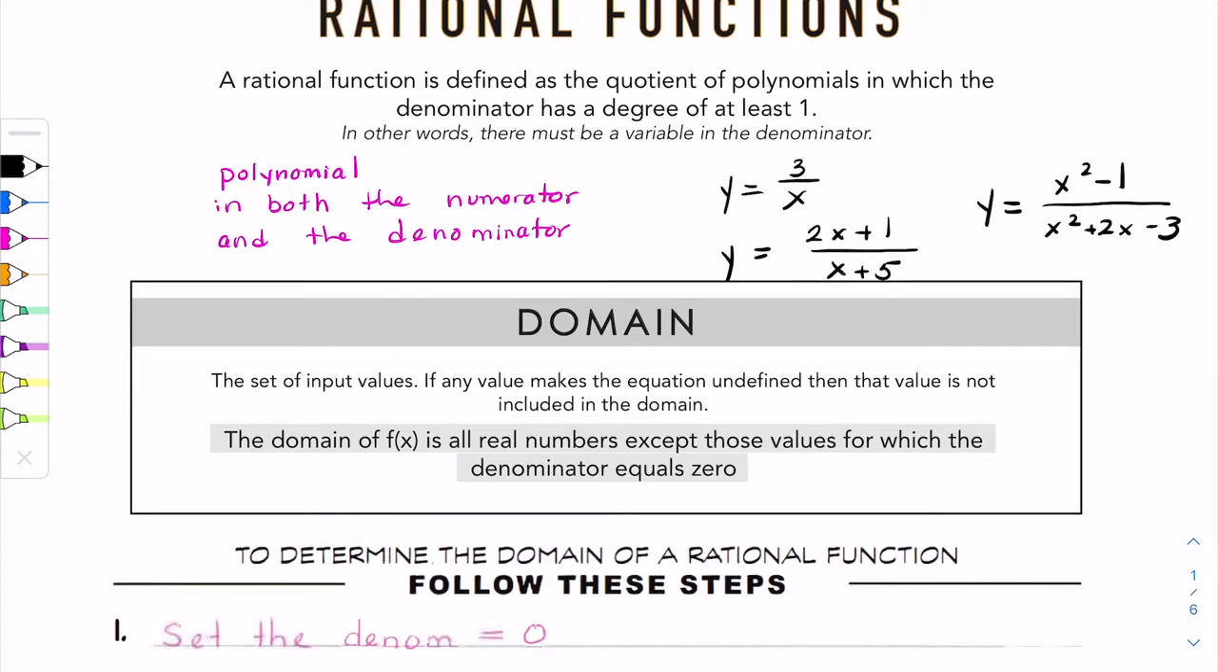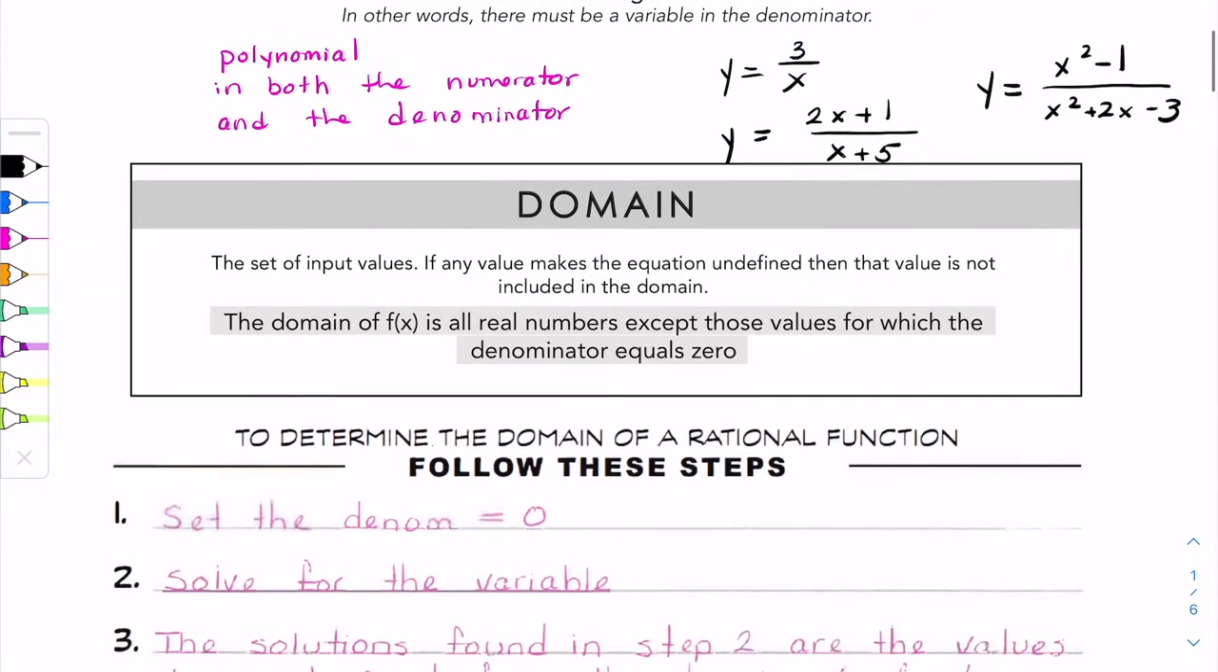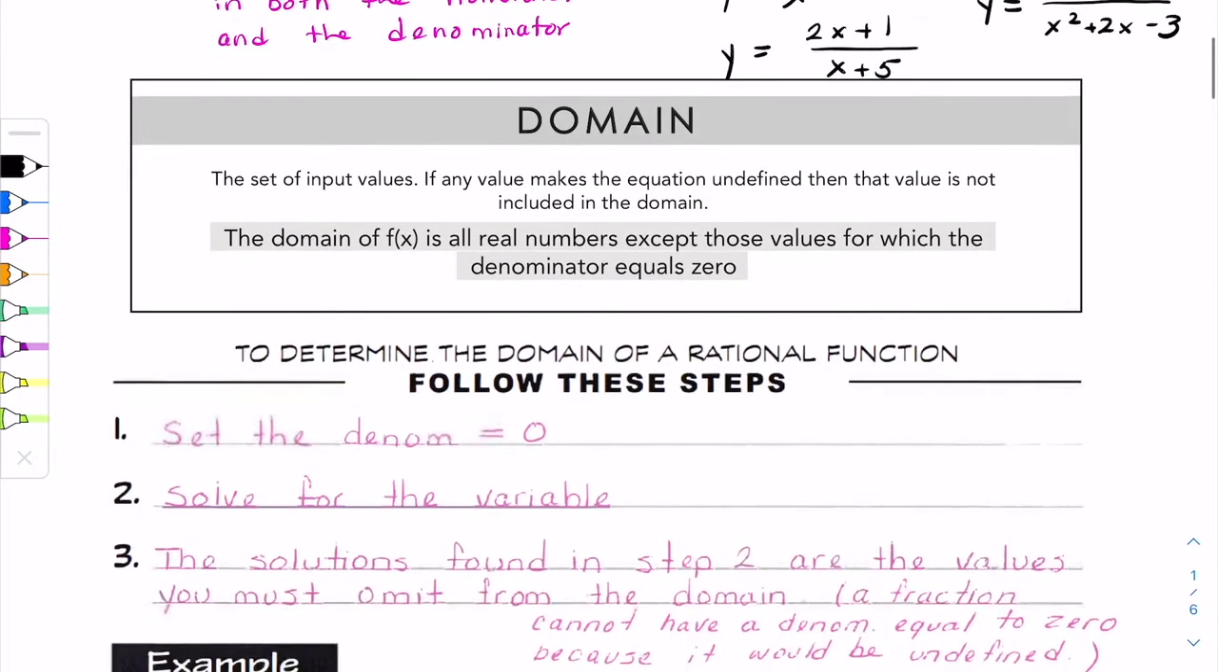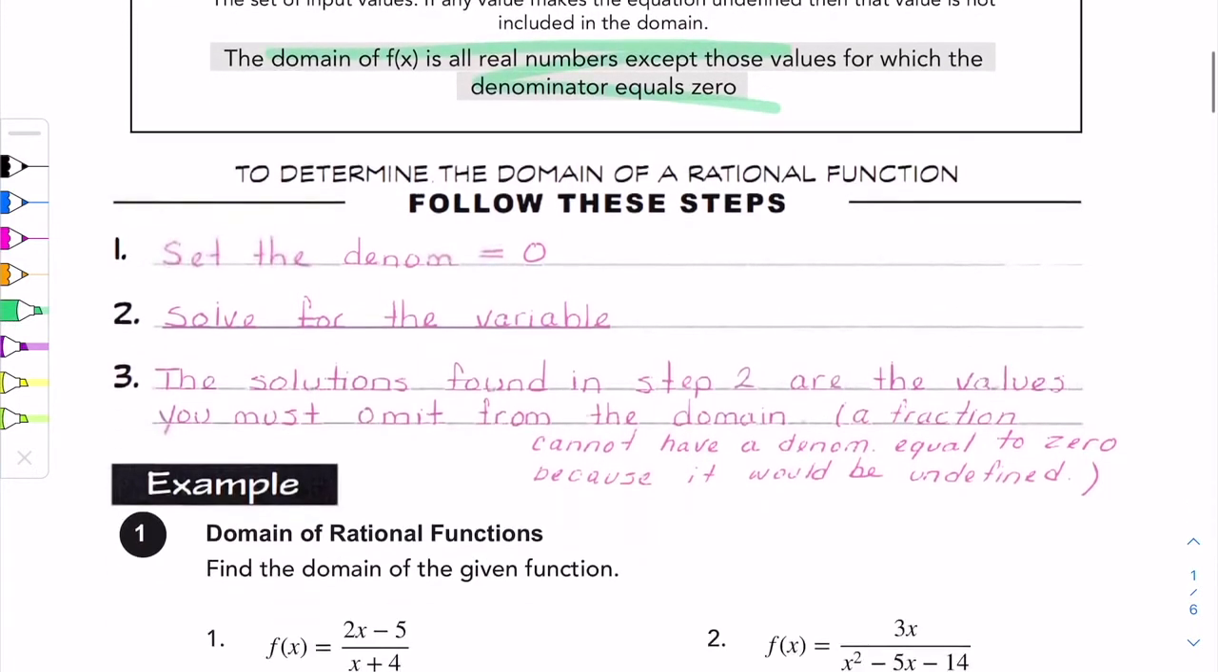The first key topic we're going to go over is the domain. Again, these are all things we need to know for graphing. So to start with the domain, just a refresher, the domain is the set of input values. It's all real numbers except those values of which the denominator equals 0. So we need to find these values and then get rid of them.